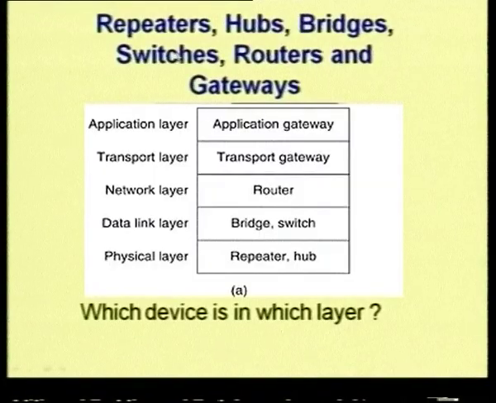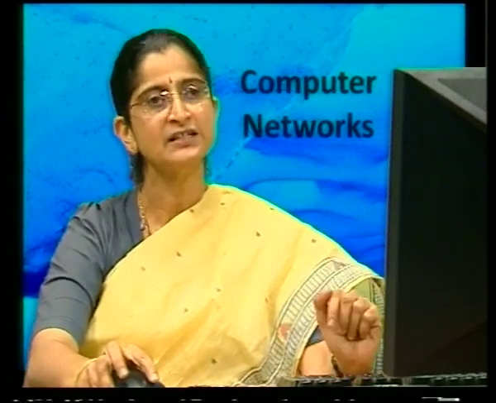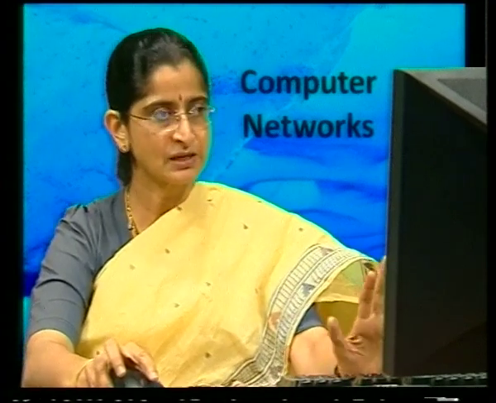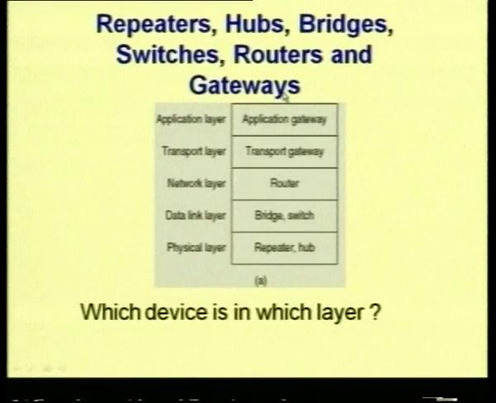A quick summary on the different terms that are used over here. We use these terms: repeaters, hubs, bridges, switches, routers and gateways, right. So which device is in which layer? This slide summarizes that for you. Repeaters and hubs work at the physical layer, bridges and switches work at the data link layer, routers work at the network layer, transport gateways work at the transport layer, and application gateways work at the application layer. So all these are devices which are used for interconnecting different networks, but they operate at different layers. This slide should summarize what you need to know in terms of the different interconnecting devices.